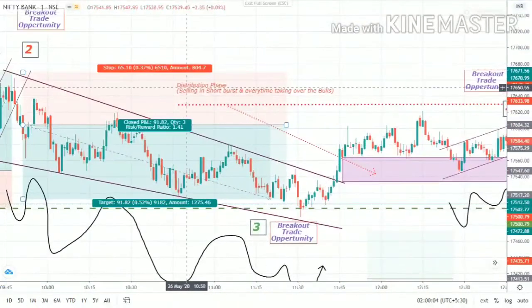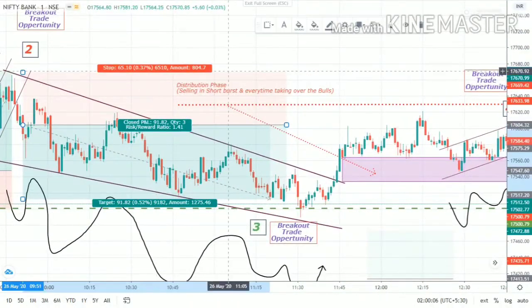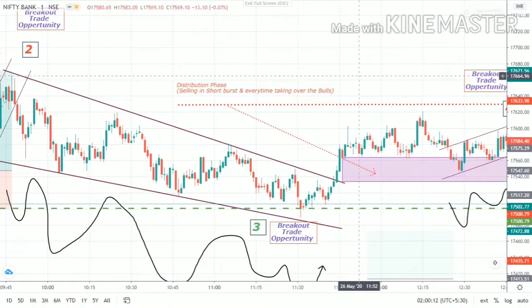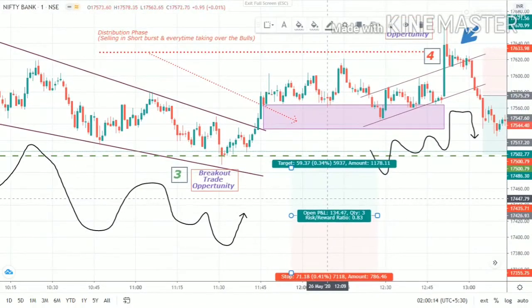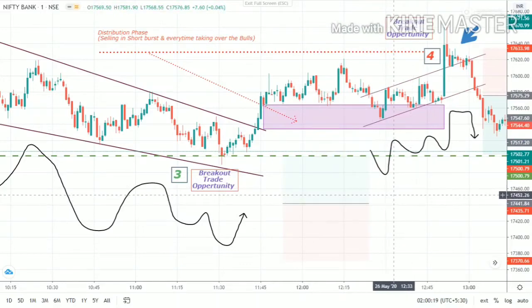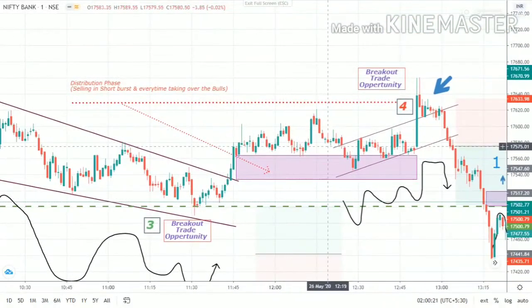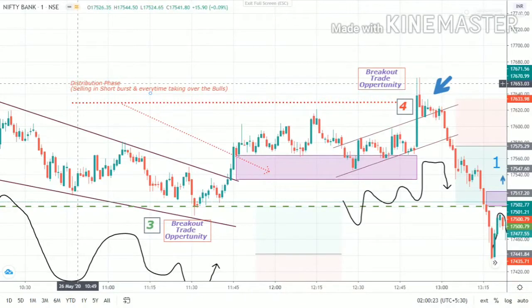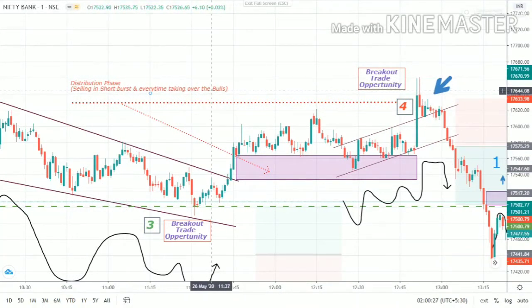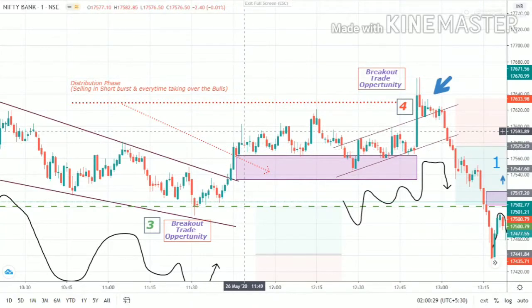But guys, clearly see after the third breakout opportunity, the stock is not actually in a range. Obviously not every time the stock is in a range. So in this range you can clearly see it is not going down from a particular space. I had highlighted it with a purple rectangle, and what I had written is a distribution phase.